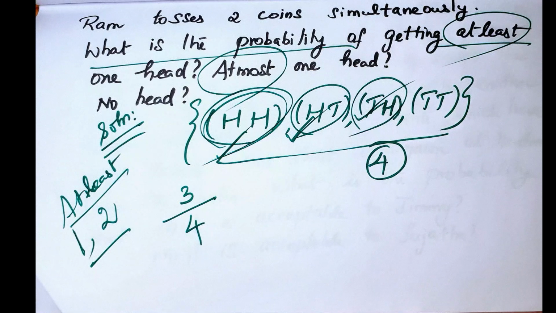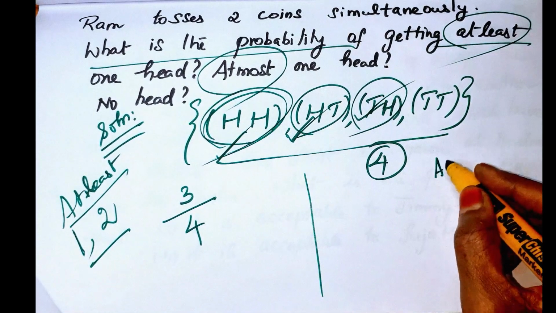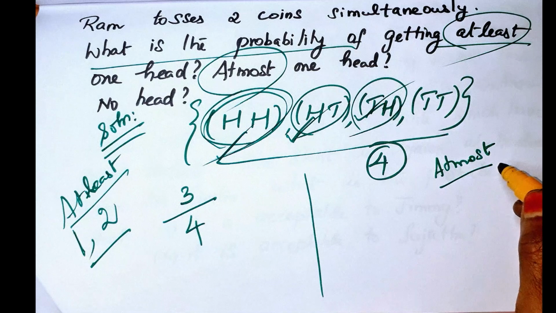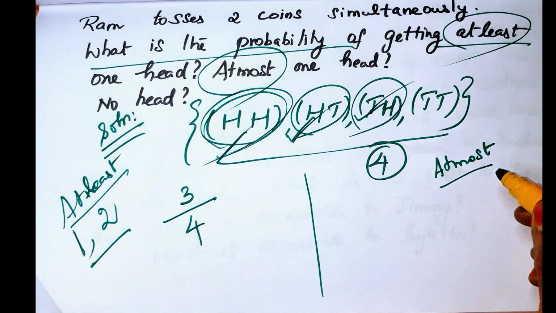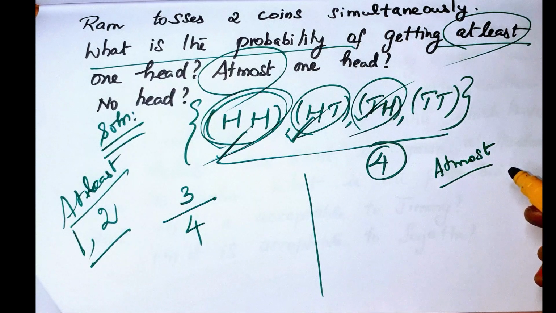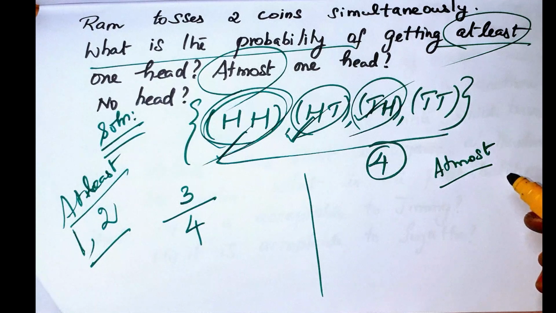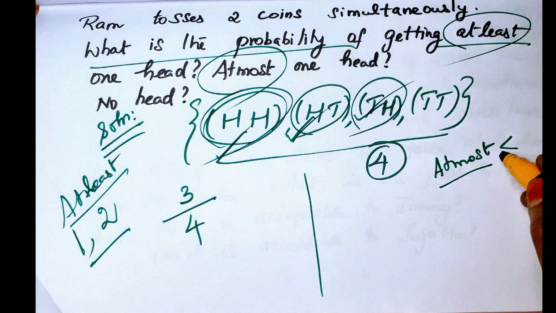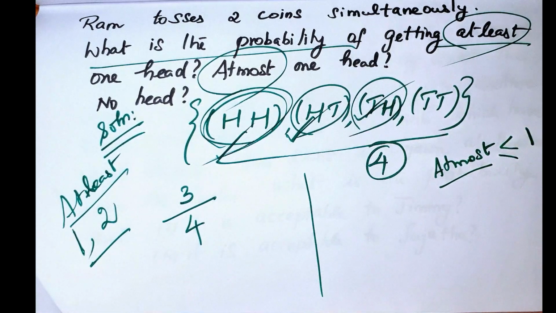Right? The second question is at most. What do you mean by the word at most? At the maximum. This is the maximum. We should not go beyond this. At the maximum I can take 1 head. So at the maximum I can take 1 head. That means we can represent this using a symbol. At the maximum means less than or equal to 1 head. There can be no head at all, or I can go up to just one head.